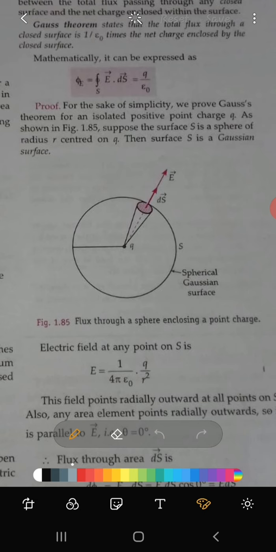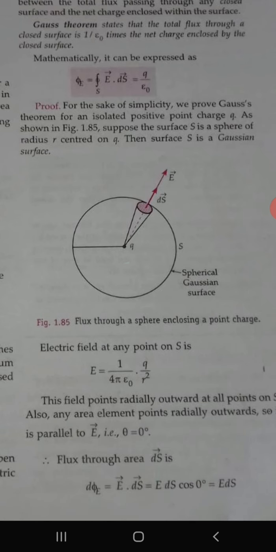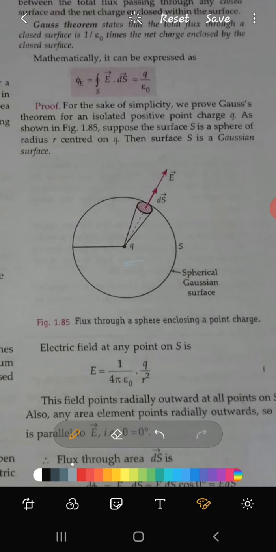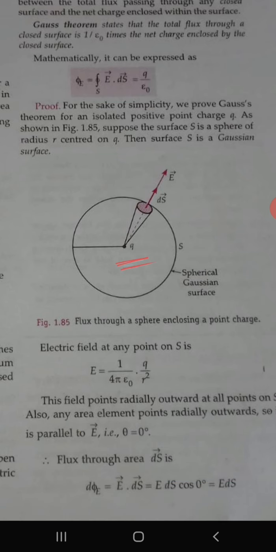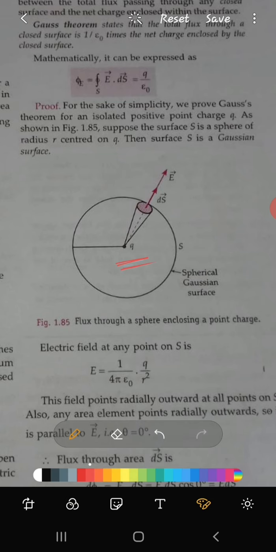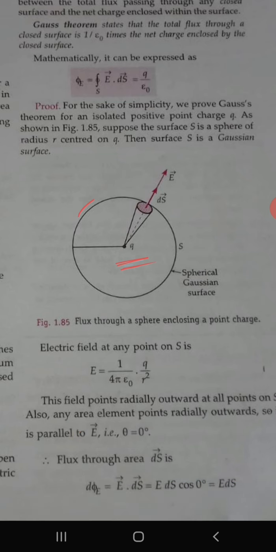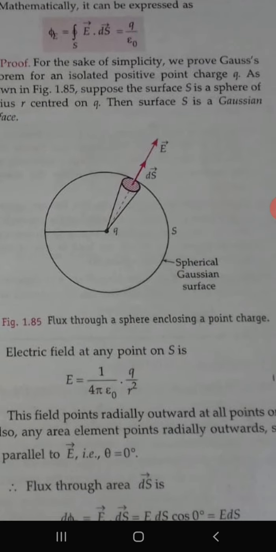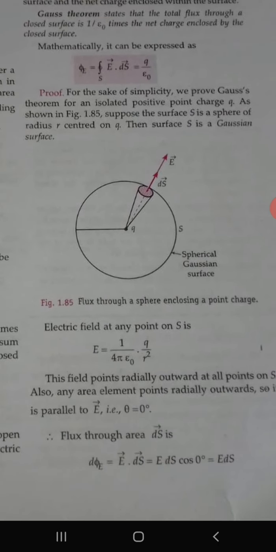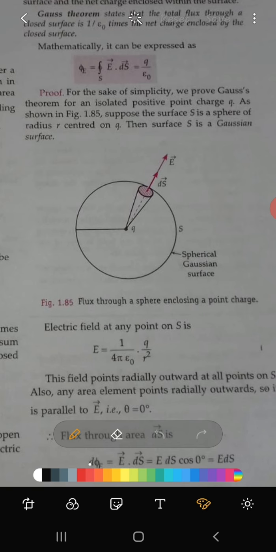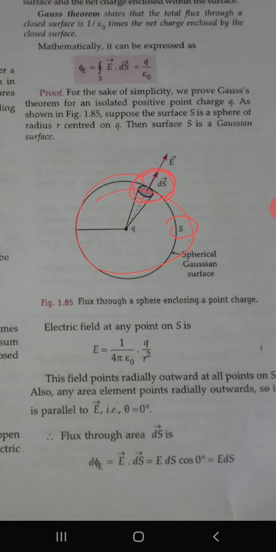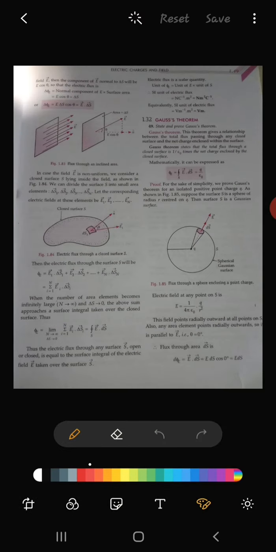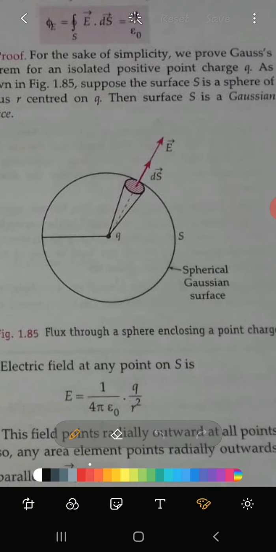Inside that, one positive q charge is placed. This is the positive q charge we have placed here, you can see. The surface S is the Gaussian surface around it. Now just consider a small surface area of this S. S is the total surface, and out of that, just consider this small surface area dS anywhere on the surface. Clear?